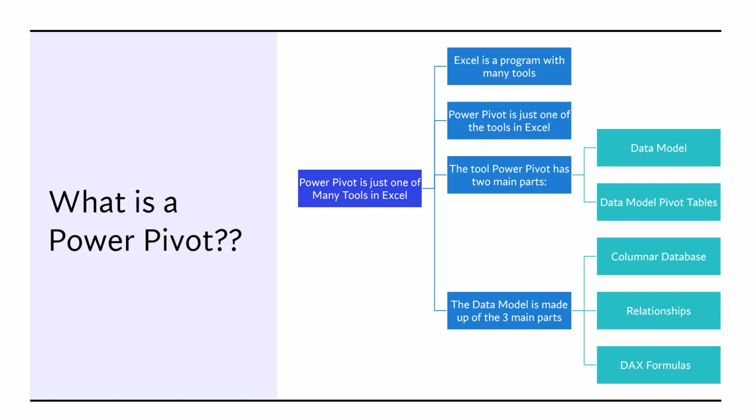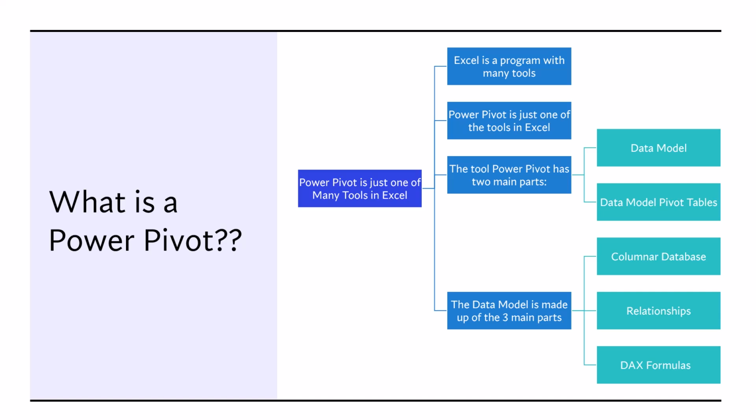So if my data crosses 1 million rows, or 10 lakh 48,576 rows and above, then I have to move my data to a data model. So when I come back to Power Pivot, again, there are a lot of tools in Excel, and one of the very powerful tools in Excel is Power Pivot.